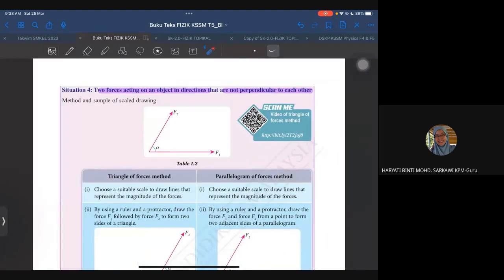Now, so if you have, okay, example. Let's say you have a boat. Is that a boat? Alright, let's say you have a boat and then being pulled by another two small boats.